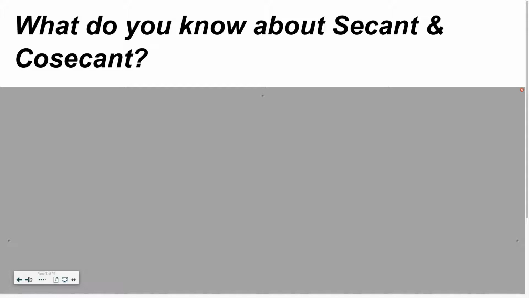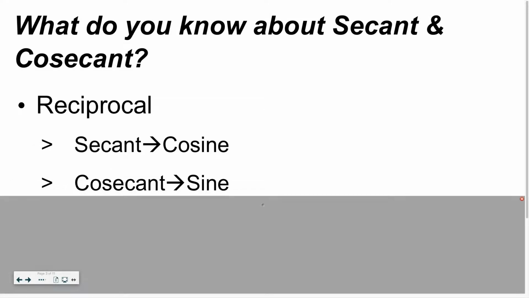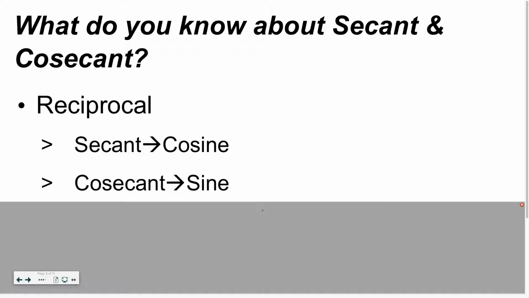Let's talk about what we know about secant and cosecant. I kind of already said it, but what do we know? They're the reciprocals. Secant is the reciprocal of cosine, and cosecant is the reciprocal of sine. So let's talk about what that reciprocal means. If our sine ratio is 2/3, then our cosecant ratio is 3/2. If our sine ratio is 1/2, our cosecant ratio is 2, etc., etc.